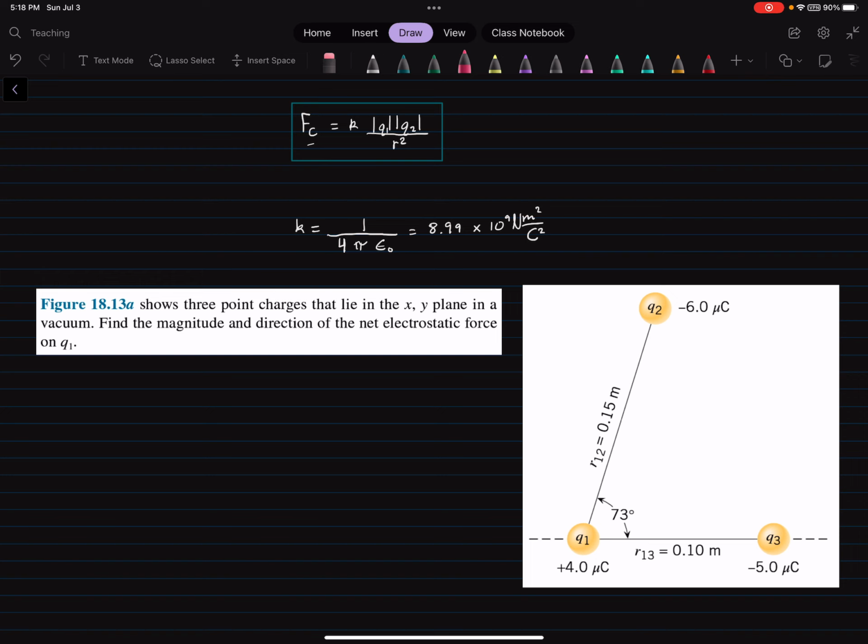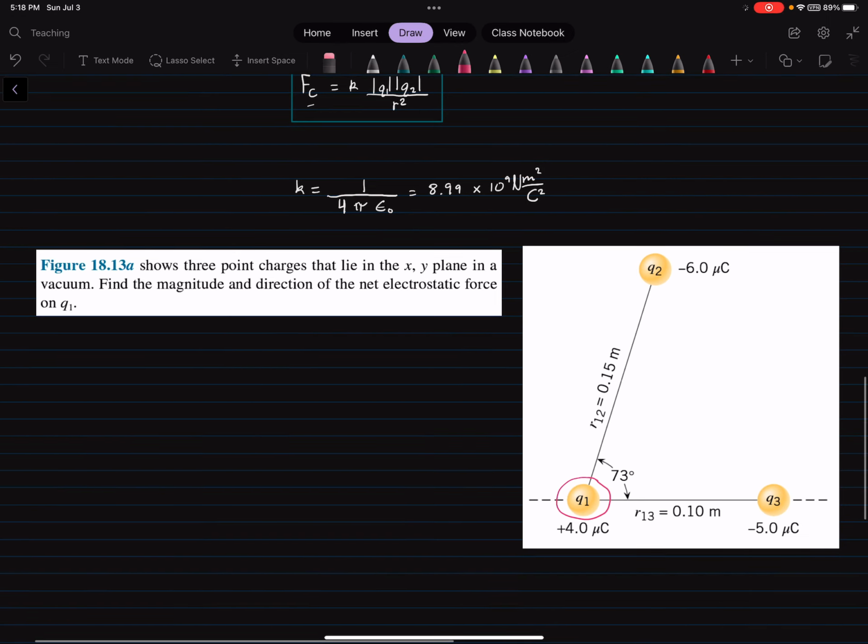So to be clear, there's interactions with all of them. All of them are interacting with each other, and they will all end up experiencing forces just because they're near each other. But we only care about what the total force, magnitude, and direction on Q1 is. So it's going to be experiencing a force because it is nearby Q2, and it's also going to be experiencing a force contribution from this Q3 over here. And so our job is to find the net force vector, both magnitude and direction.